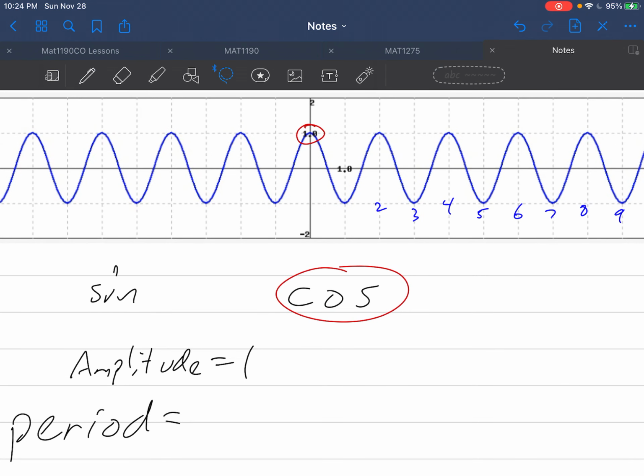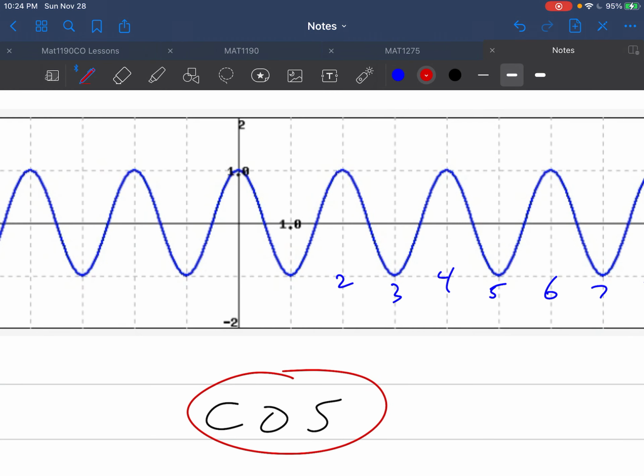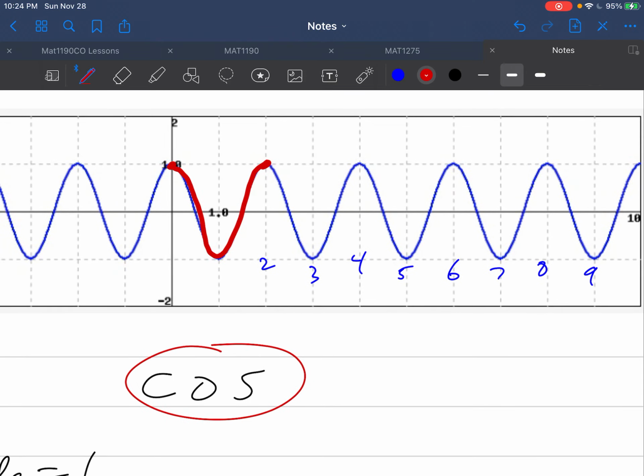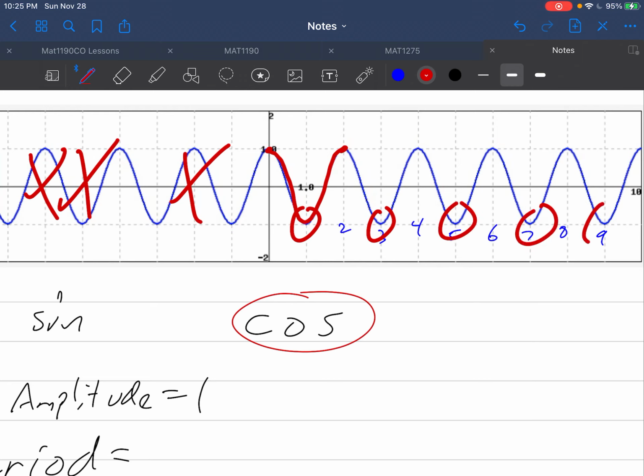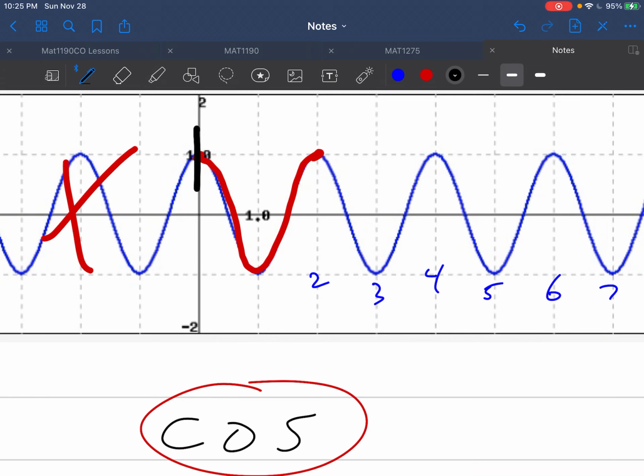Now let's figure out the period, because that's what's different here. If we look at the way one full wave happens, the cosine, remember, starts up here, goes down, back up, and once it goes back up to where it began, that's the completion of one full wave. On the right side of the y-axis, we don't need to look at the negative side, that's 1, 2, 3, 4, 5 complete cosine waves. So my question is, what is the distance from here to here?